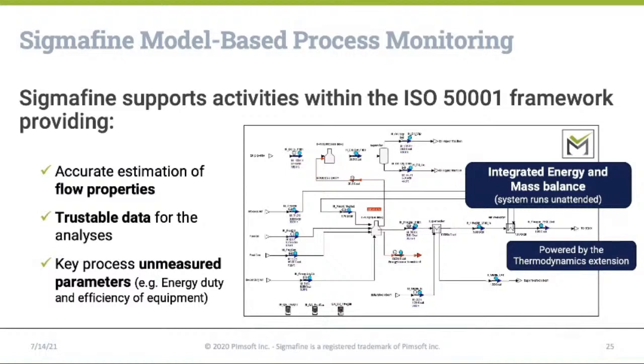BI. So here you're looking at a furnace monitoring model, which contains different furnaces and the feed of the furnaces and the air and all the other assets. There is an analysis done here for the integrated mass and energy balance where a non-linear solution is applied, and the calculations for the thermodynamics are implemented. So we have trustable data that is validated by the Sigmafine analysis. An accurate estimation of the flow properties is also achieved through Sigmafine and the thermodynamics extension. So we can finally have KPIs that are calculated and made more consistent by the Sigmafine analysis.